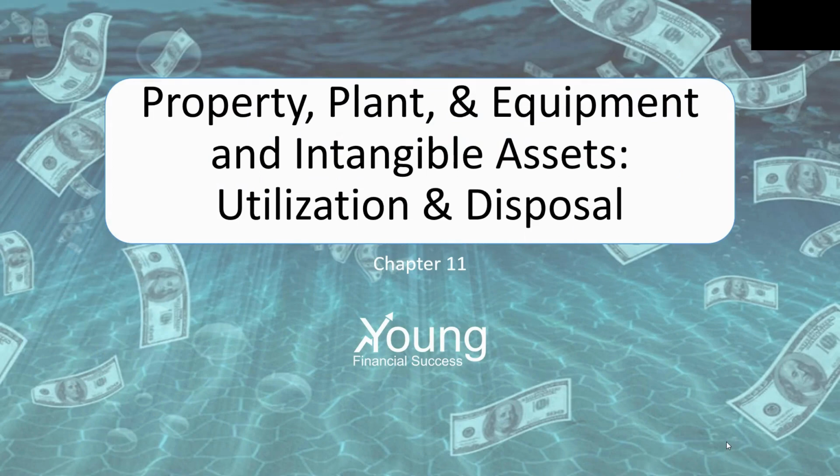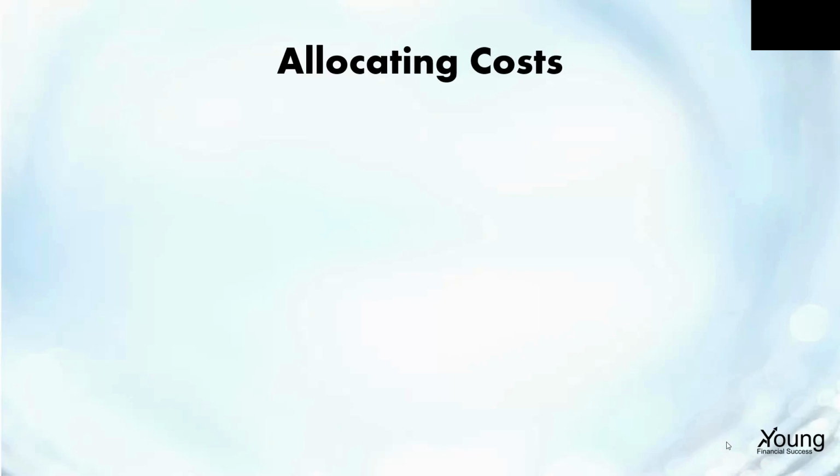Welcome to Chapter 11 of Intermediate Accounting. In this chapter, we're going to continue to talk about property, plant, and equipment and intangible assets, but we're going to focus on the utilization and the disposal of those assets. So let's jump right in.